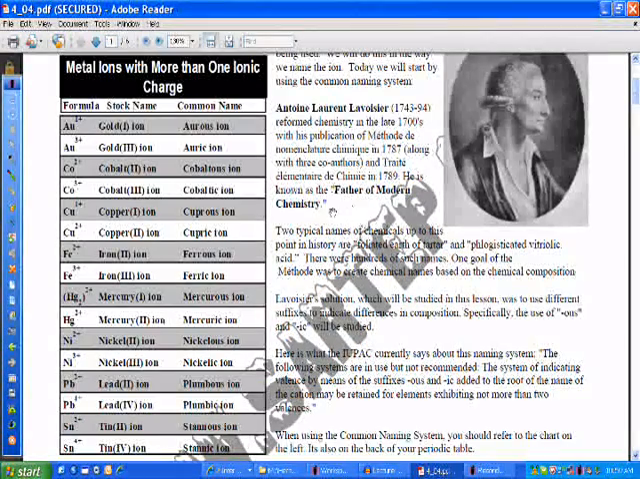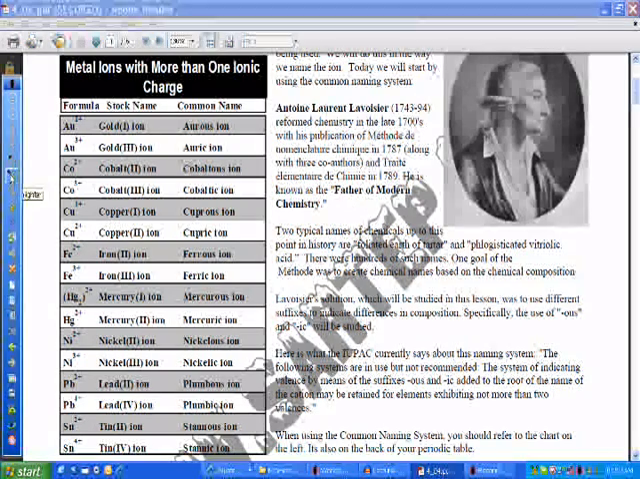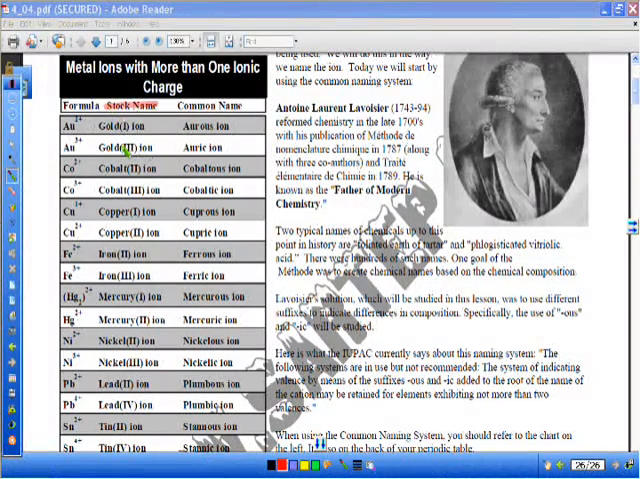We can do what's called the stock or the common. The stock is easier. It's basically using a Roman numeral to inform the oxidation state. So Roman numeral 1 for gold, gold +1. Gold, Roman numeral 3, gold +3. Cobalt Roman numeral 2, +2, 3, and so on. Very easy for the stock.